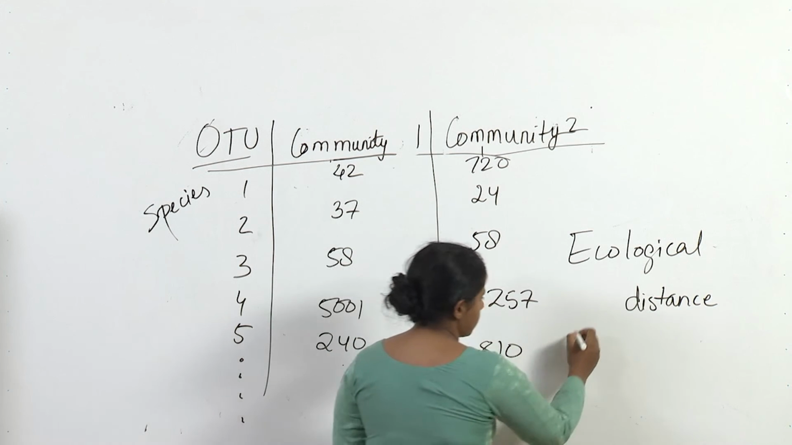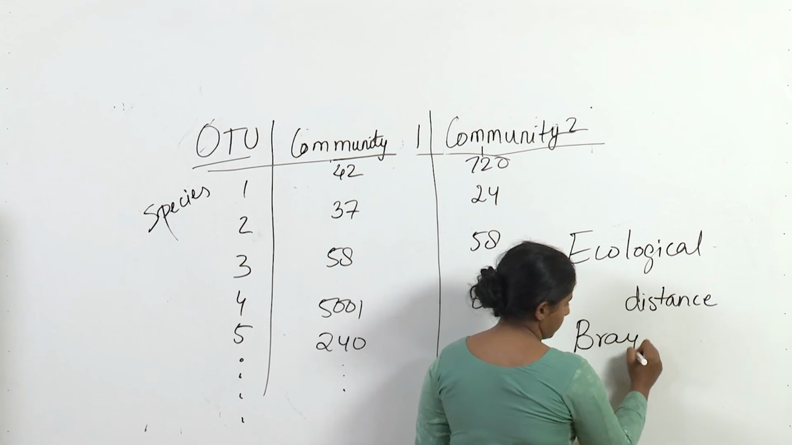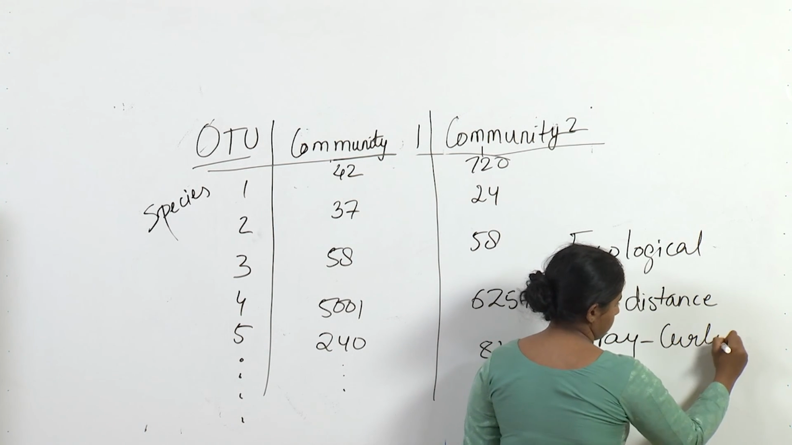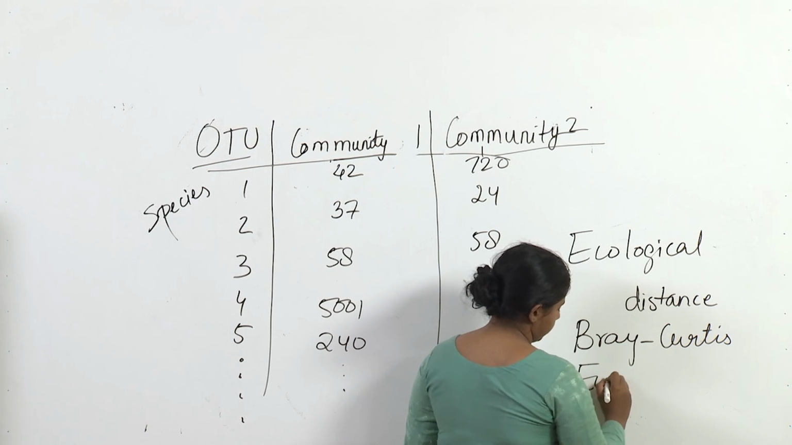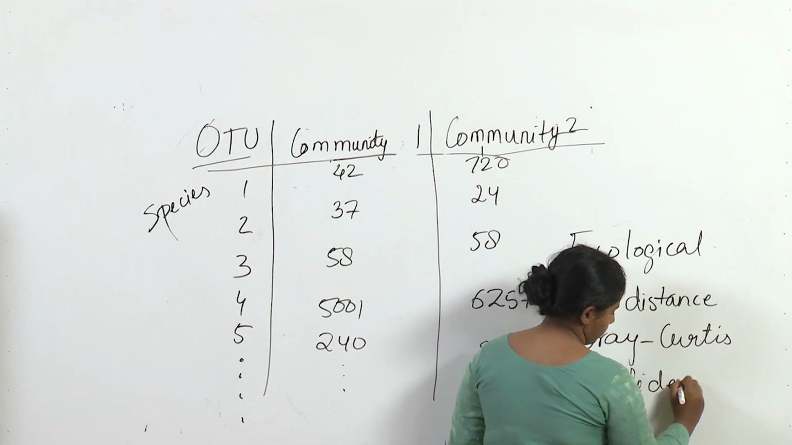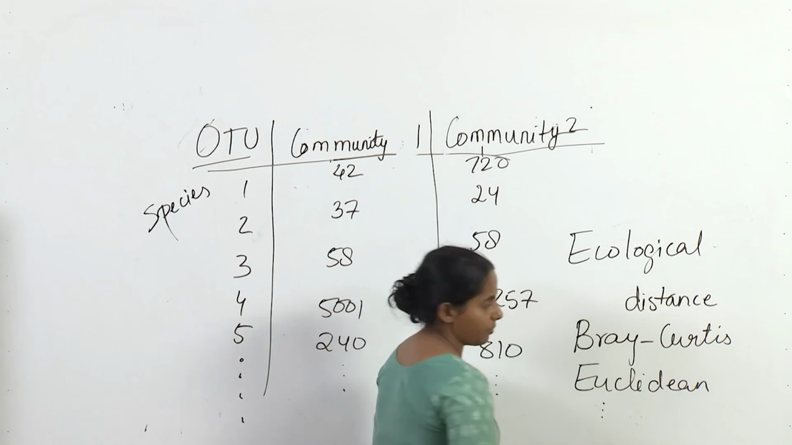So, we have Bray-Curtis, we have Euclidean, and we have many more.